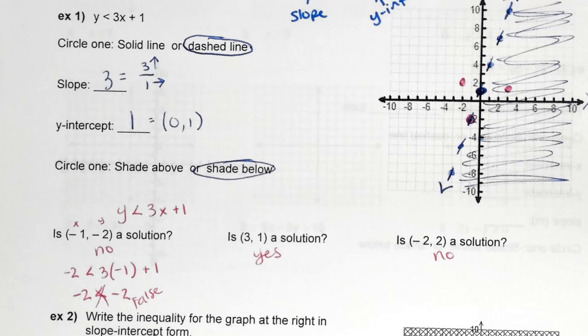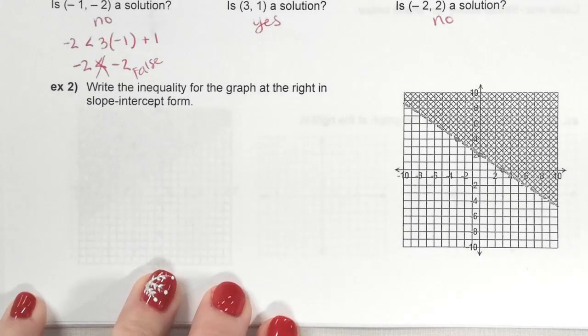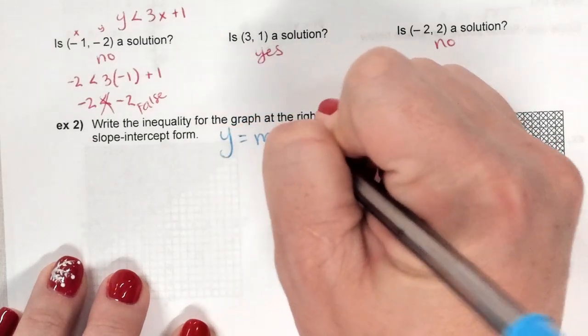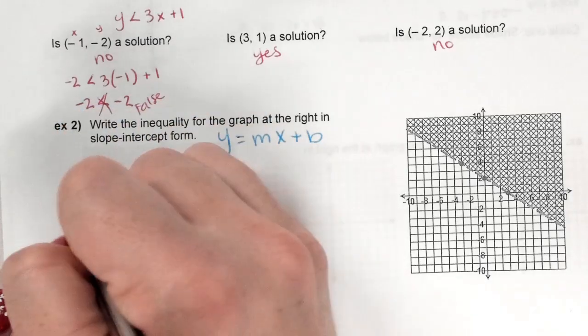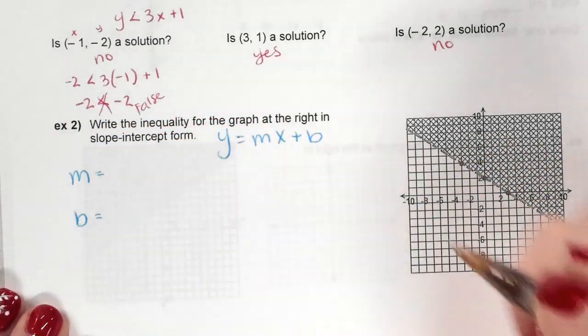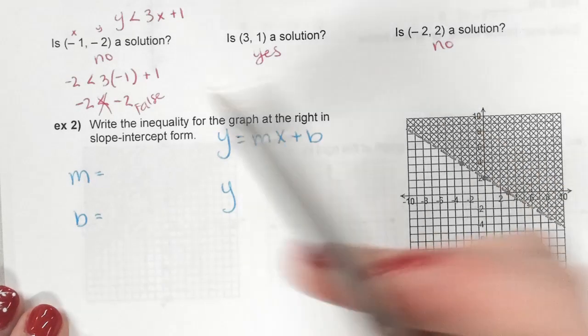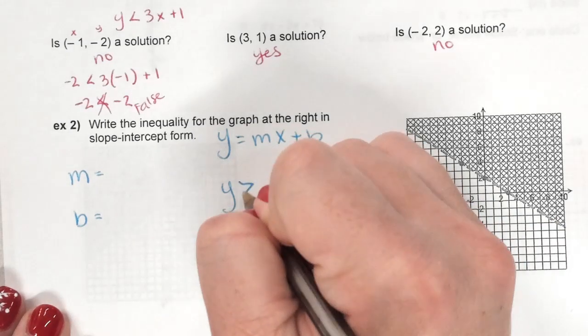Okay, so let's look at the bottom. It says, write the inequality for the graph at the right in slope-intercept form. Well, we know slope-intercept form is y equals mx plus b. So I know I need to find m, and I know I need to find b. I also need to find the symbol. Well, where is it shaded? Is it shaded above or below? Above. And is it a solid line or a dashed line? Dashed. So which one has a dashed line and says shade above? Yeah, so we know that this is going to be y is greater than.